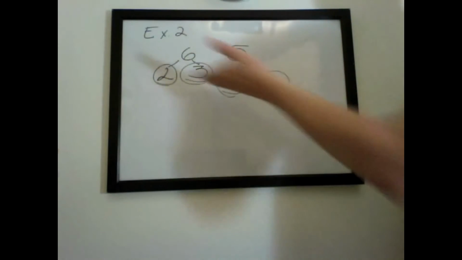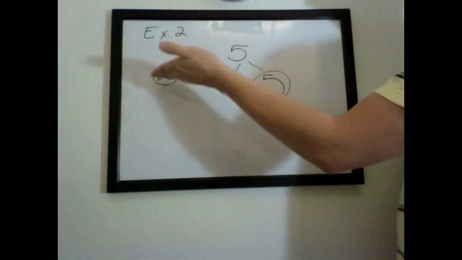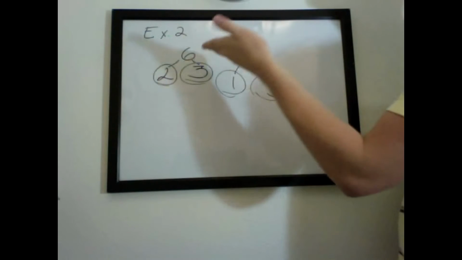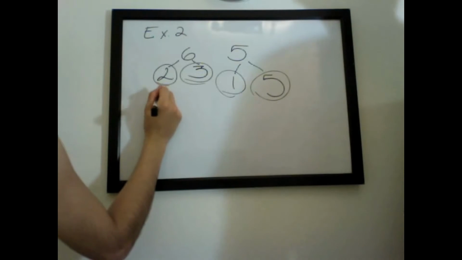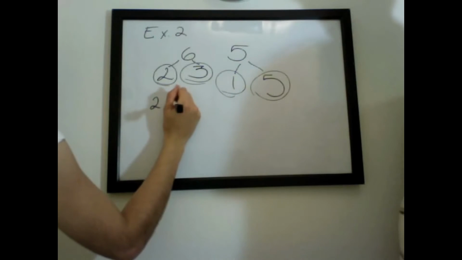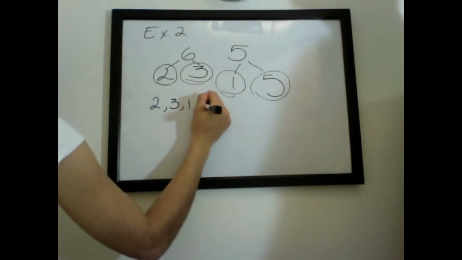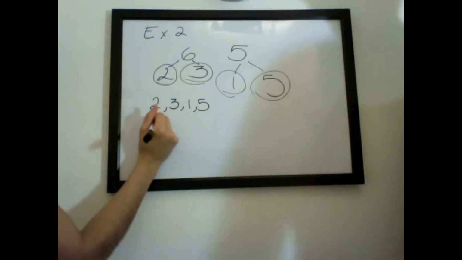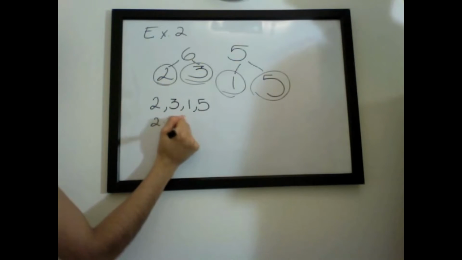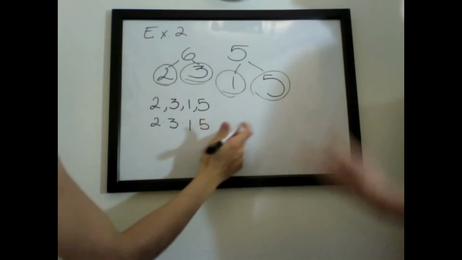Now, you don't have any competing numbers. This one doesn't have any 2's or 3's, and this only has 2's and 3's. This one doesn't have any 1's, and this one doesn't have any 5's. So we're going to write all these numbers down. And we're going to multiply 2 times 3 times 1 times 5. And what do we get? We get 30.